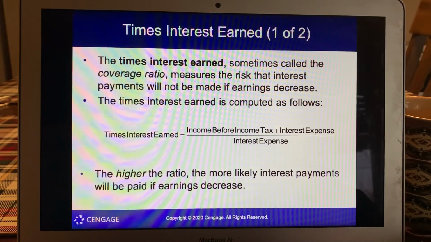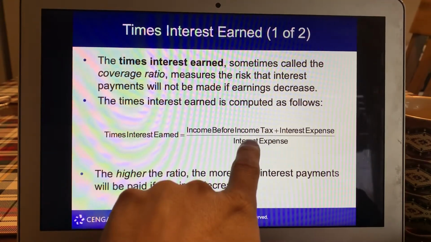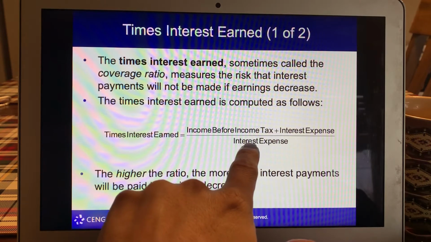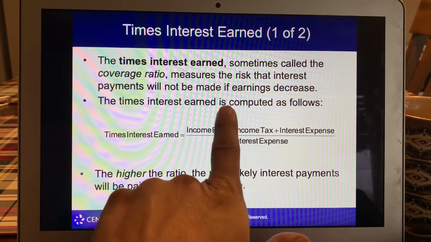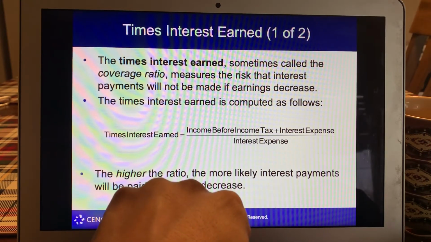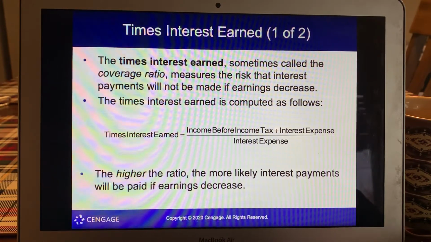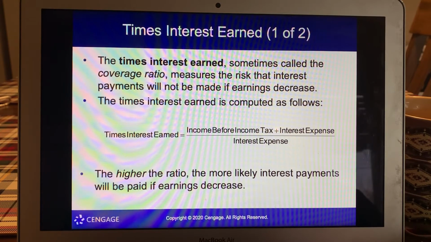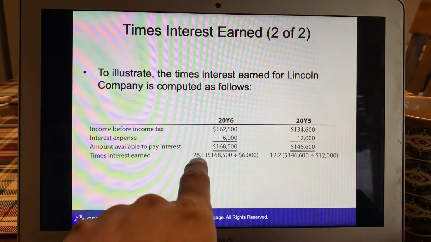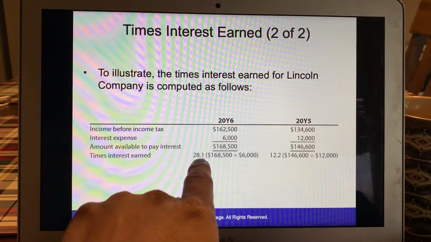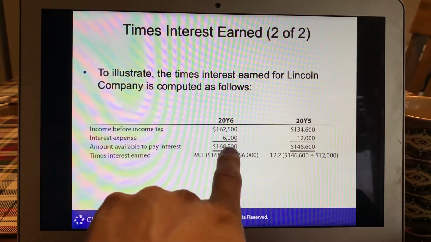Times interest earned is calculated as income before income tax plus interest expense, over interest expense. This is called the coverage ratio. It measures the risk that interest payments will not be made if earnings decrease. So the higher the ratio, the more likely interest payments will be paid if earnings decrease. So you want a higher ratio. This is 28.1, this is 12.2. So we've had a better year this year.